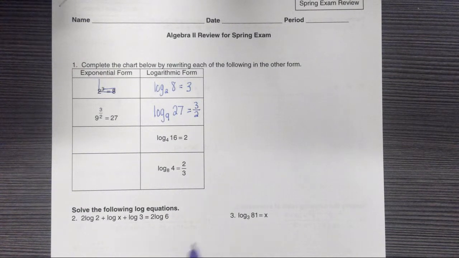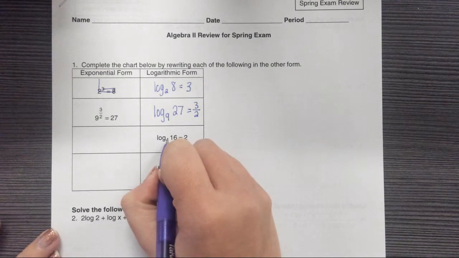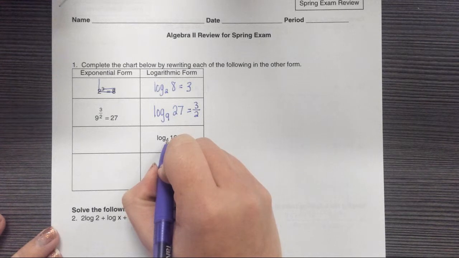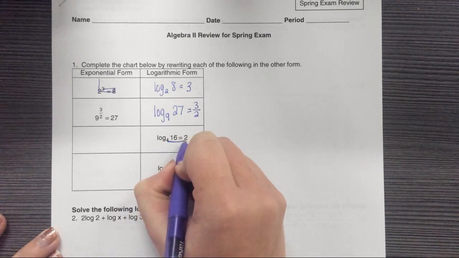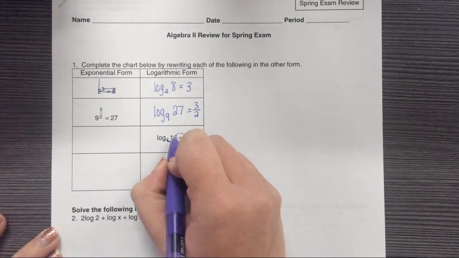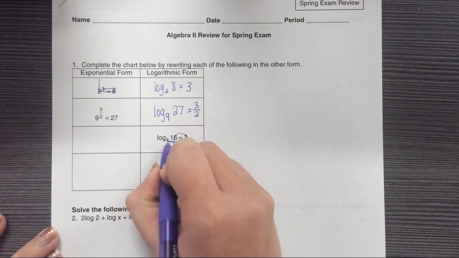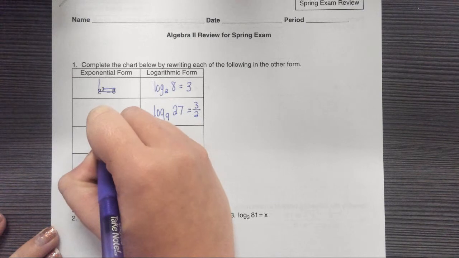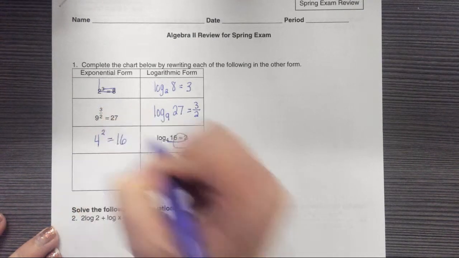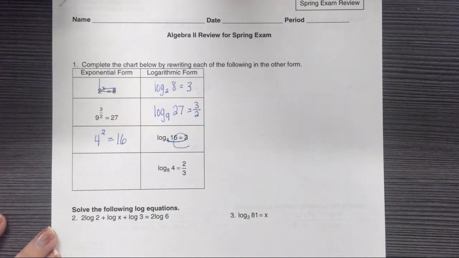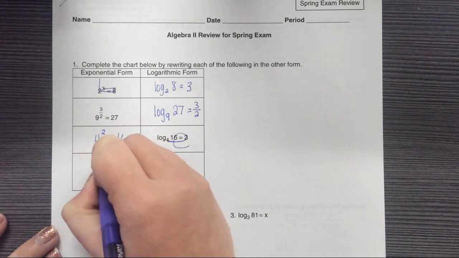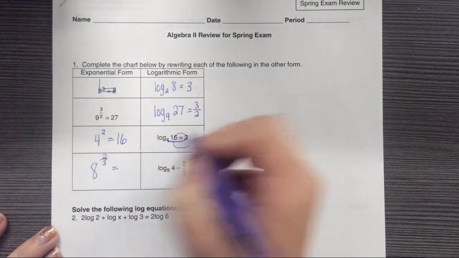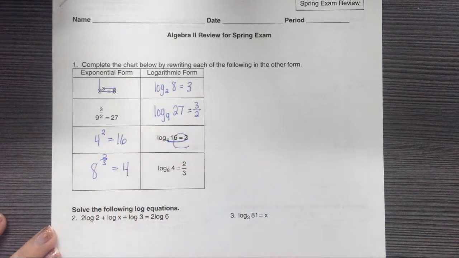And then when you're changing logs into exponentials, you can use your little e. So you start at the base, or the smallest number, then you go over to your answer and loop back to the number. So this is really 4 squared is equal to 16. And again, even though it's a fraction, it still works the same way. 8 to the 2/3 is equal to 4.